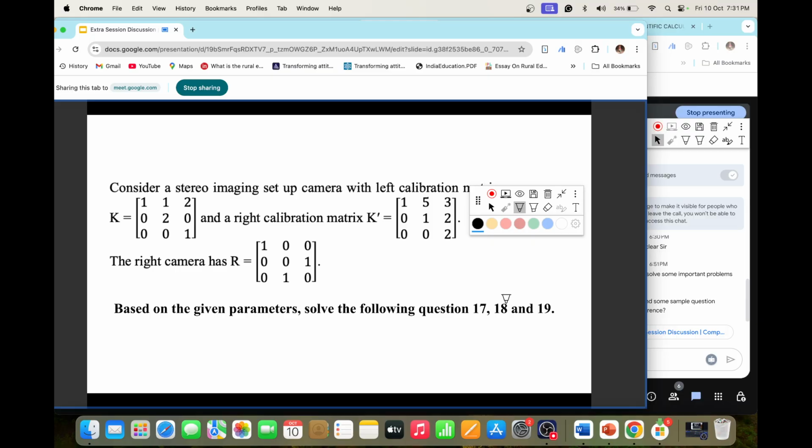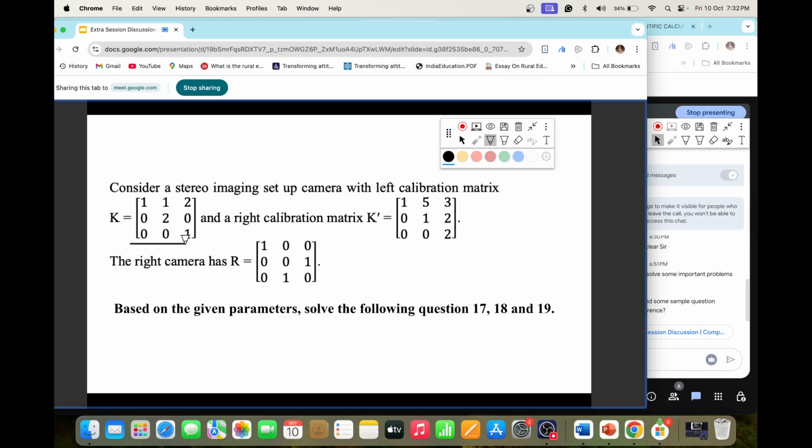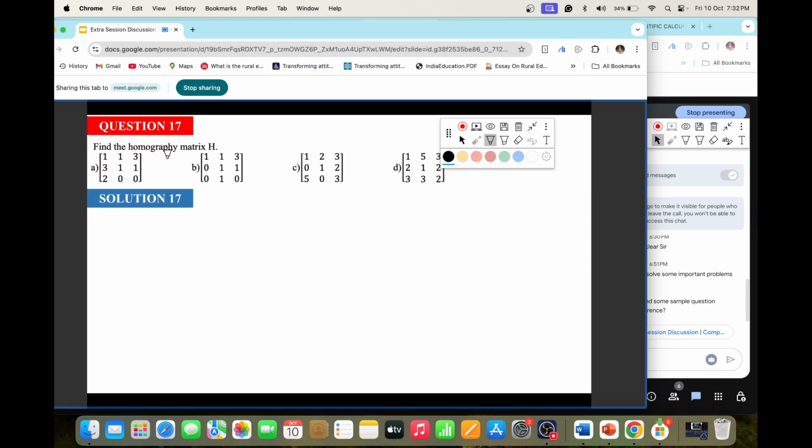And then consider a stereo imaging setup, with left calibration matrix K and right calibration matrix K dash. K means whenever we have a dash we are referring to the right camera, whenever we don't have a dash we are referring to the left camera. The right camera has this R matrix, that is the rotation matrix. Based on the given parameters, solve questions 17, 18, 19. So, find the homography matrix.